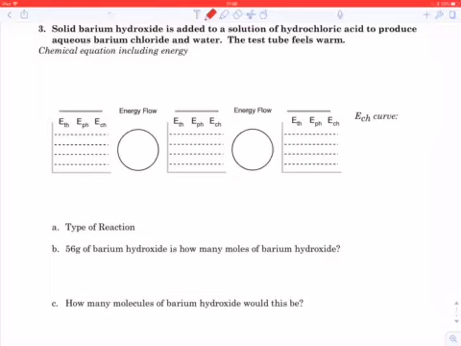All right, guys. So this third question is: solid barium hydroxide is added to a solution of hydrochloric acid to produce aqueous barium chloride and water. The test tube feels warm.